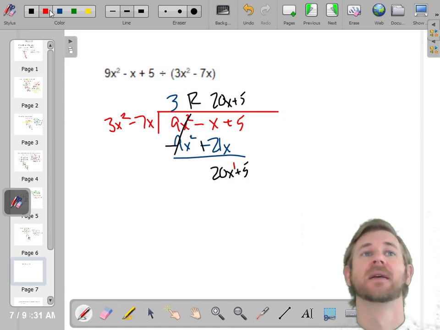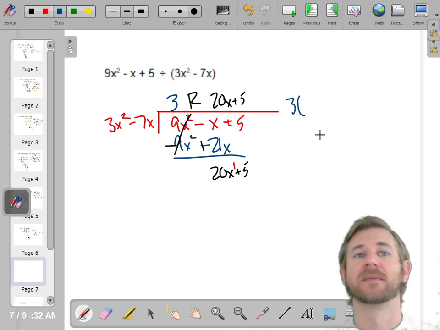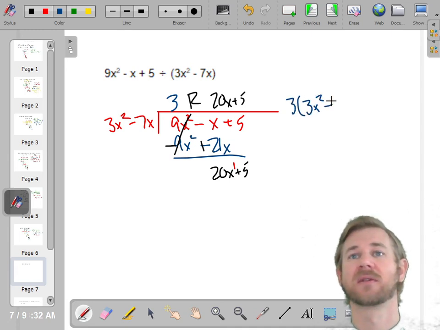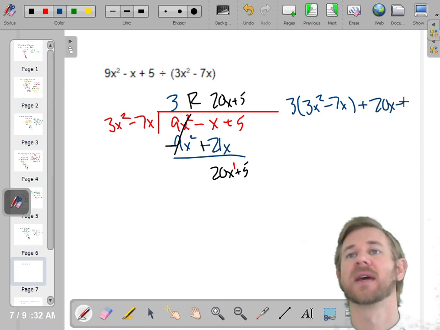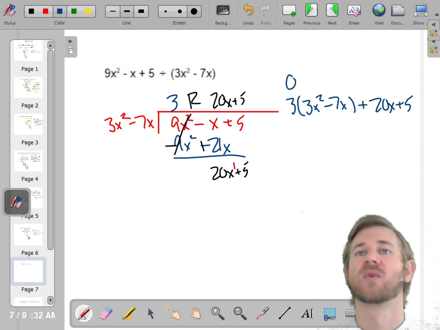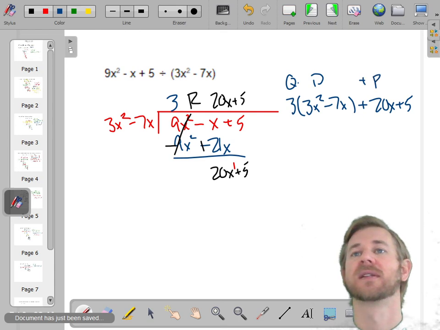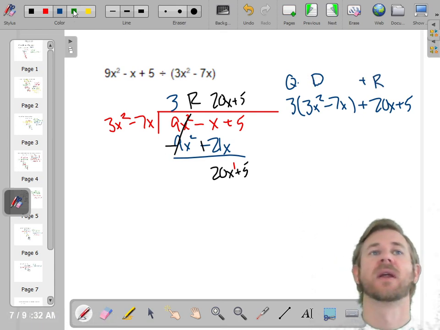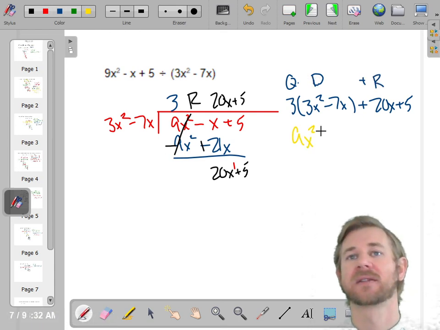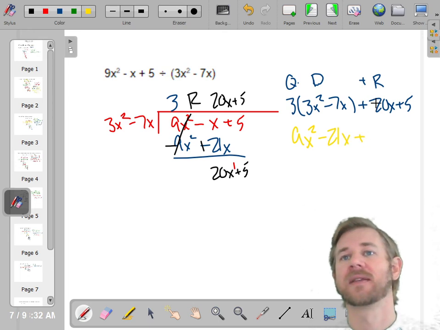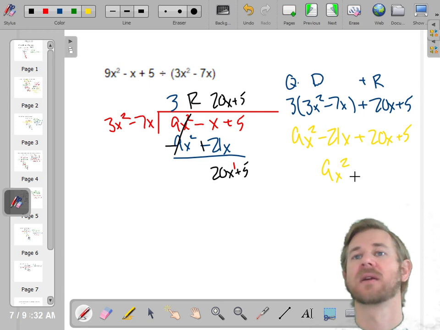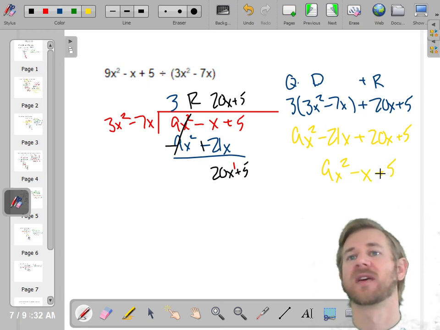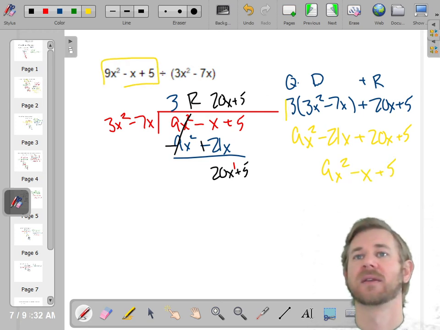So our quotient is 3. Quotient is 3 times the divisor, 3x squared minus 7x, and your remainder is plus 20x plus 5. This is the quotient times the divisor plus the remainder. So now we'll distribute 9x squared minus 21x, and then we have plus 20x plus 5 on the end, which is 9x squared minus x plus 5. Hey, we did it right. Okay, so this is your answer.